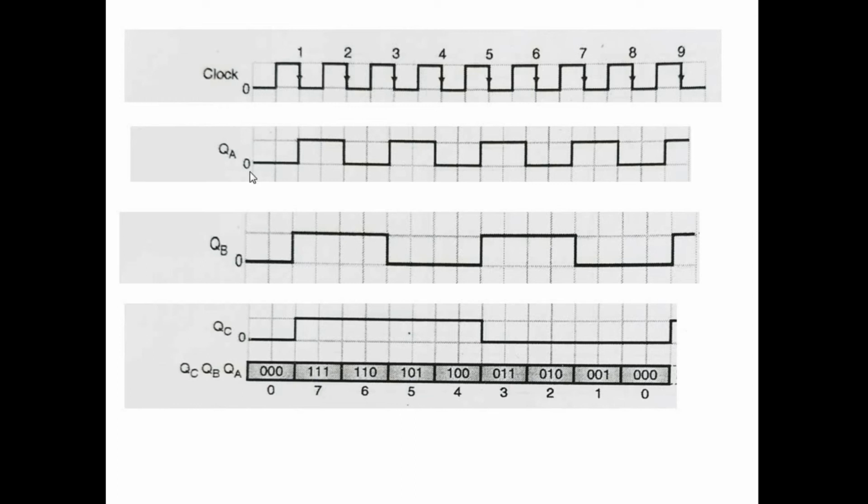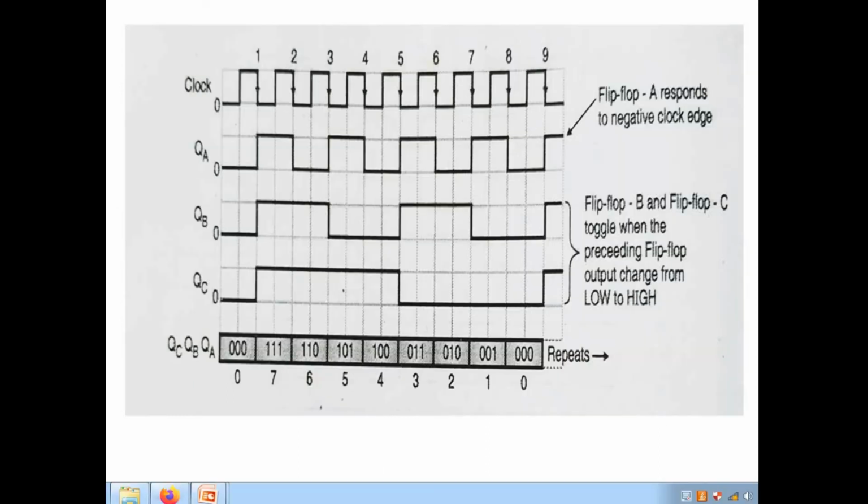So finally, you see at the first clock pulse 1, the output of A, B, C is 0, 0, 0. Next clock pulse 2, it is 1, 1, 1. Clock pulse 3, it is 1, 1, 0. So if you see its decimal conversion, it starts initially at 0, then 7, 6, 5, 4, 3, 2, 1, 0.